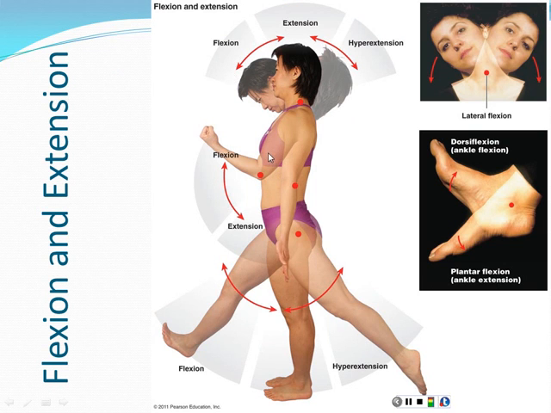At the elbow, that one's probably the easiest, flexion and extension. And we can't really hyperextend very much at the elbow. Some people can a little bit. At the knee, it's flexion and extension.